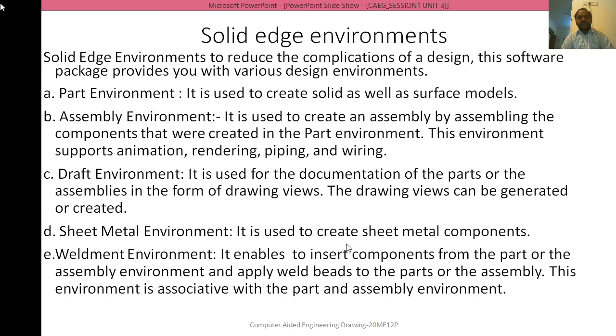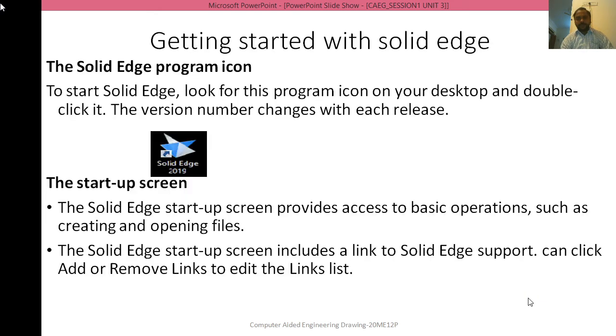Next, sheet metal environment. It is used to create sheet metal components. Weldment environment. It enables you to insert components from the part or assembly environment and apply weld beads to the parts or the assembly. This environment is associated with the part or assembly environment.